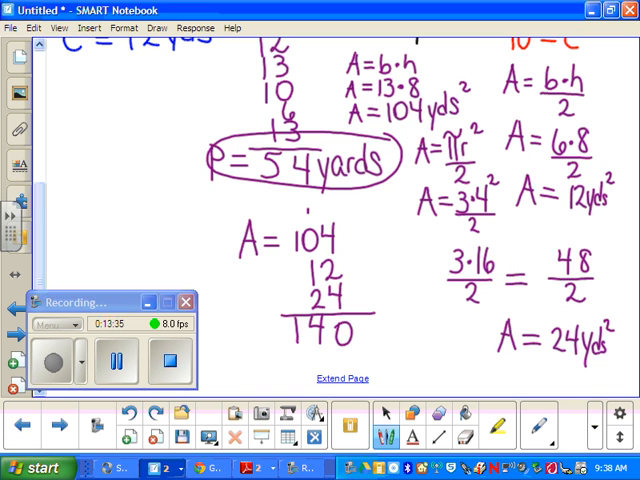And so I have 140 yards squared because this is area for my total answer. All right.